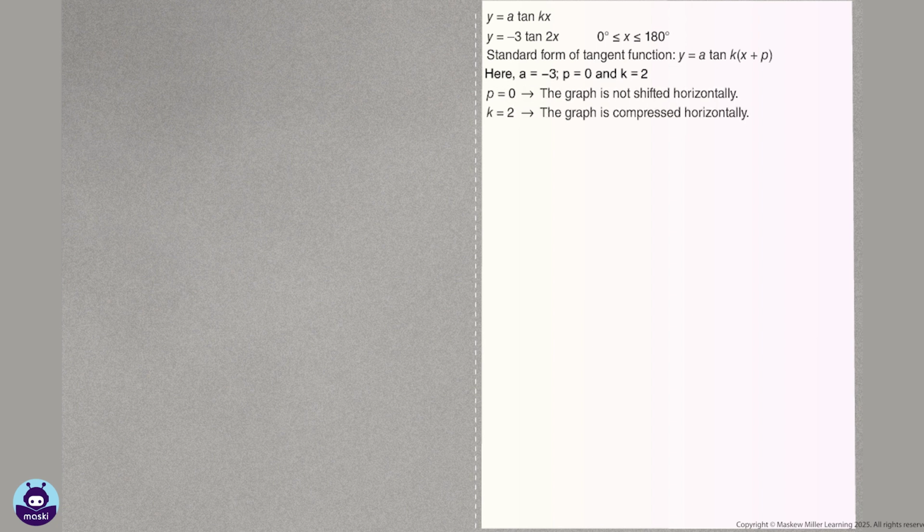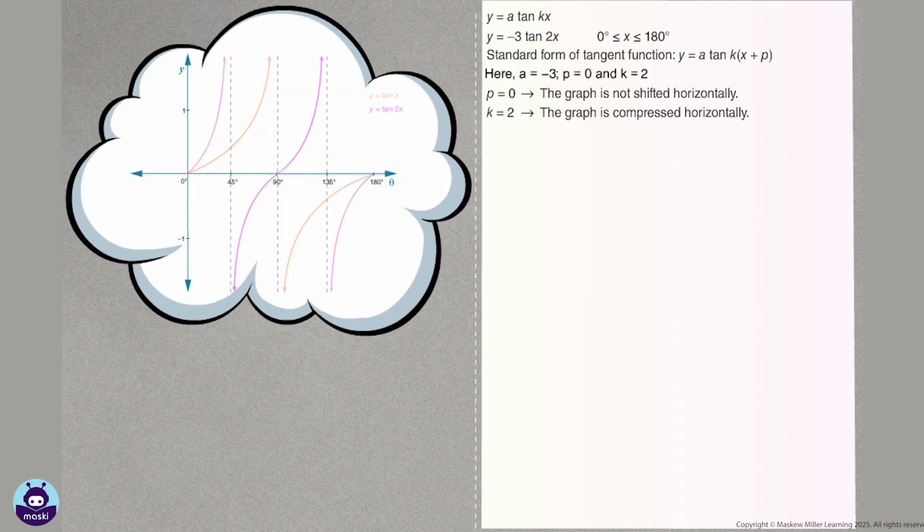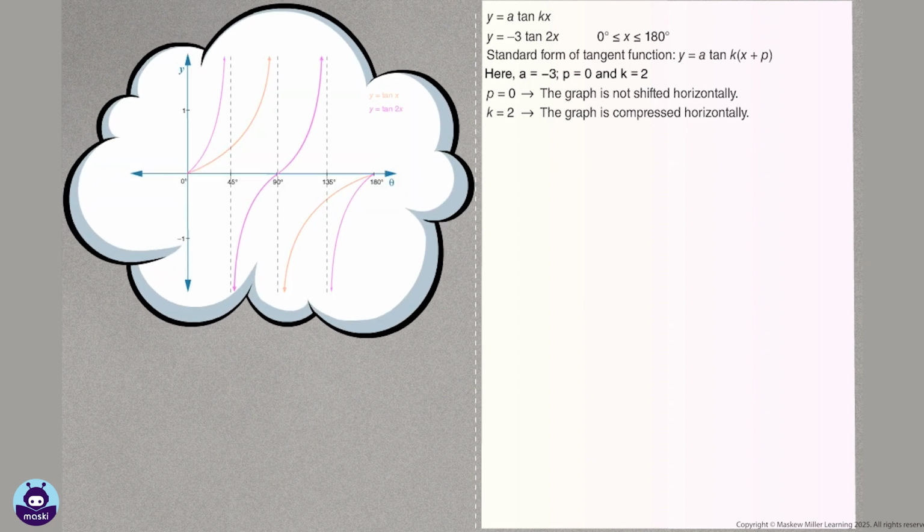By comparing it with the standard form of the tangent function y equals a tan k times x plus p, here a equals -3, p equals 0, and k equals 2. Now, p equals 0. This means that the graph is not shifted horizontally. k is greater than 1, which means that the graph is compressed horizontally. The period of this function is half the period of the function y equals tan x. Period equals 180 degrees over k equals 180 degrees over 2 equals 90 degrees.